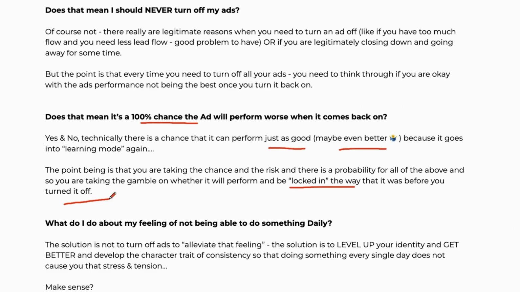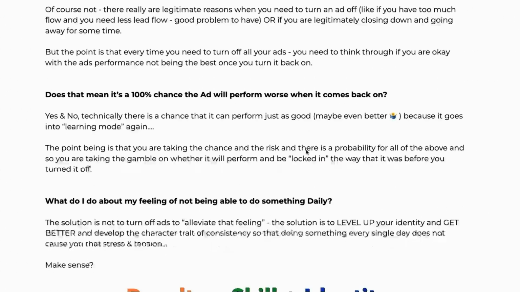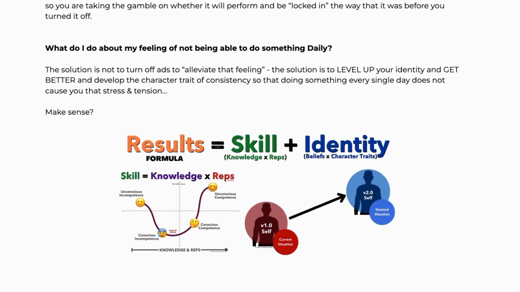And so then the obvious question might end up being, cool, well, what do I do with this uncomfortable feeling that I have of I don't want to have to fill in this data every single day? Well, guess what? The solution to alleviating that feeling is that you're going to have to level up your identity and develop the character trait of consistency and resilience, right? And commitment and grit. So that way you can do something every single day that doesn't cause you stress and tension any longer because you've actually leveled up your identity, right? The feelings that you're feeling around that are because of your beliefs and your character traits that make up your identity around being able to do that regularly.